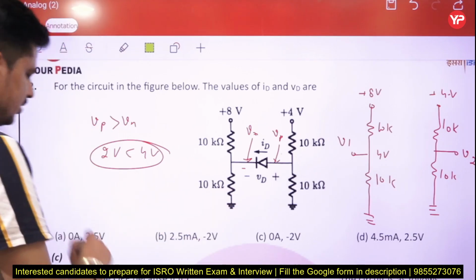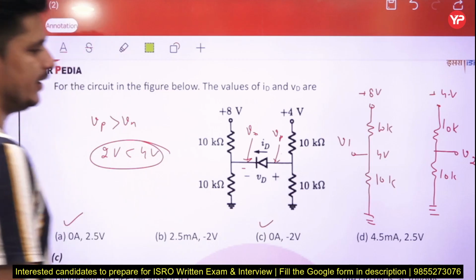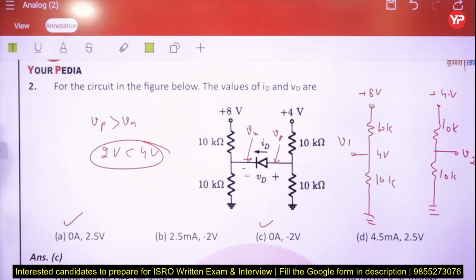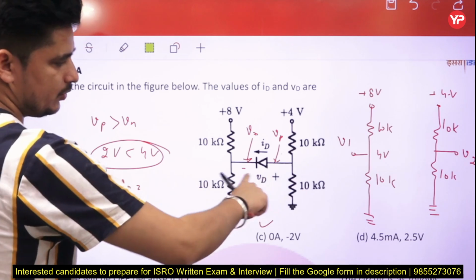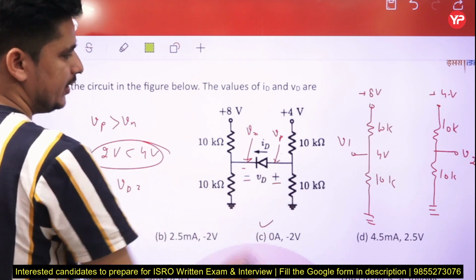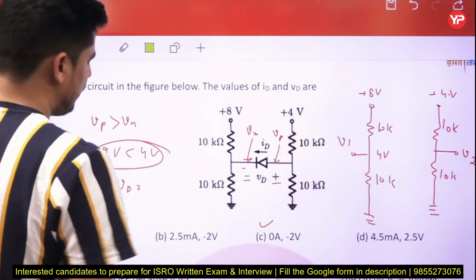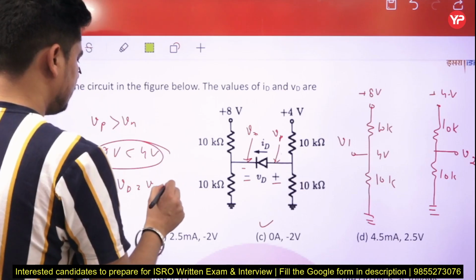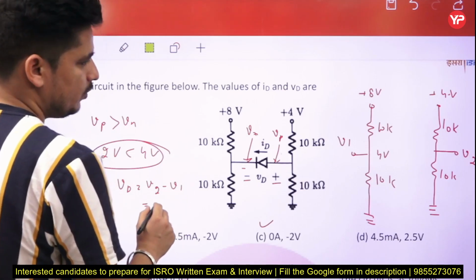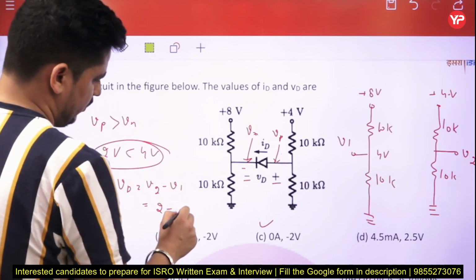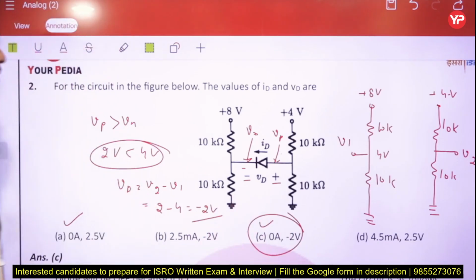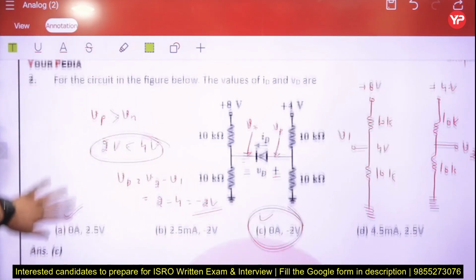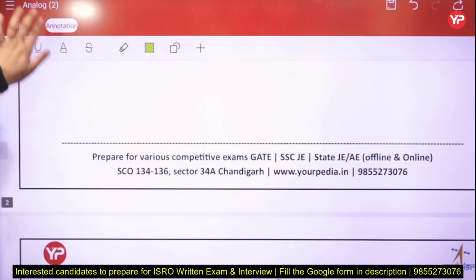So there are two options which show that the current is 0, and we are calculating the Vd. The Vd is what? The Vd, voltage across this diode, this positive terminal is here, negative terminal is here. We can say V2 minus V1, that is, V2 is how much? That is 2 minus 4, it is going to be minus 2 volt. So the answer will be C, 0 ampere and minus 2 volt. Next question.